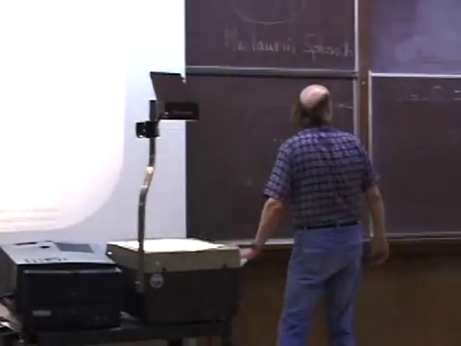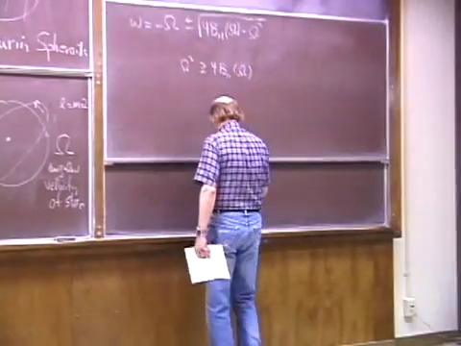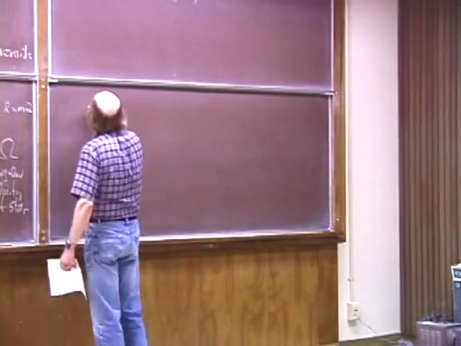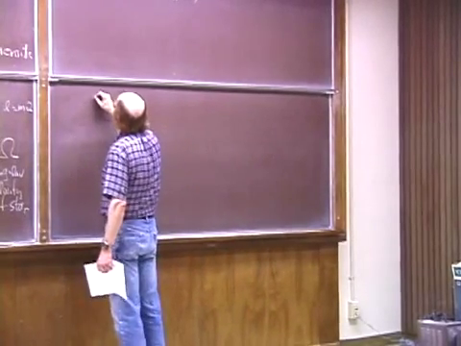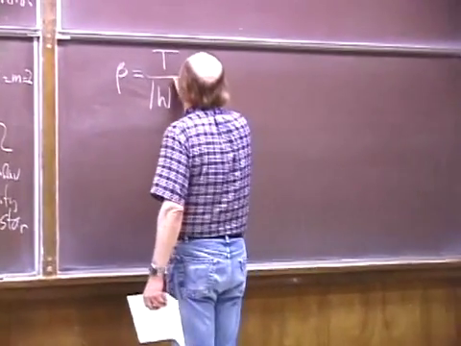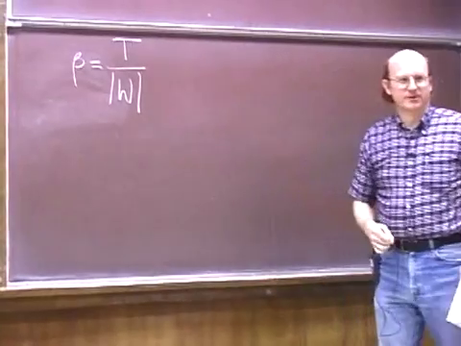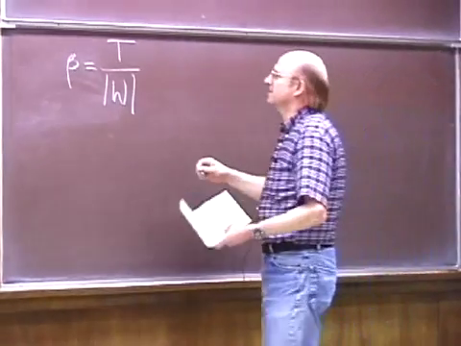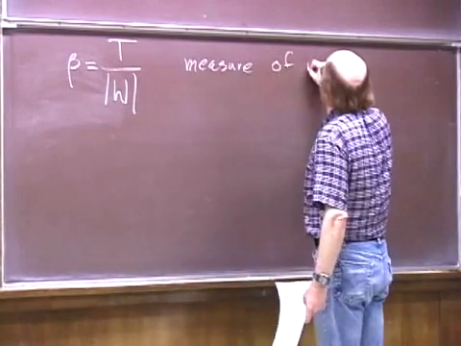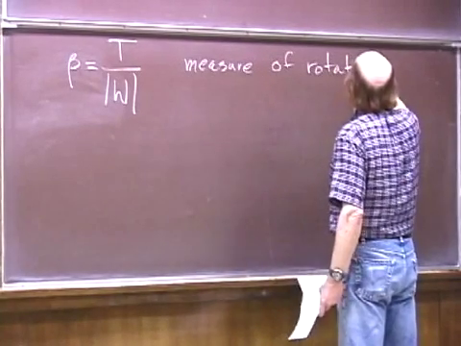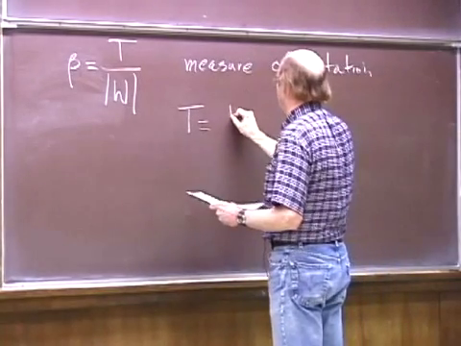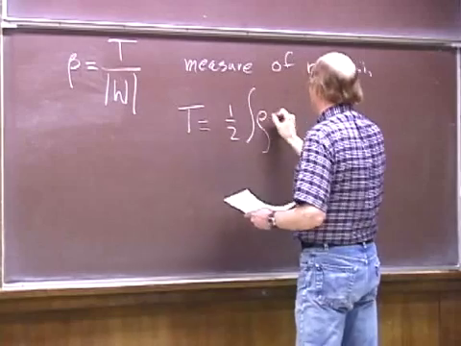The other parameter that people use to measure the rate at which stars rotate is called beta in some literature. It's also called T over W in some literature. So this is a measure of rotation. And T is the rotational kinetic energy of the star.